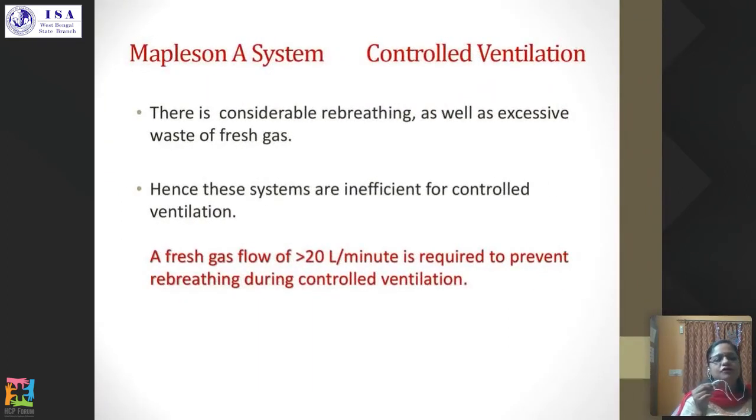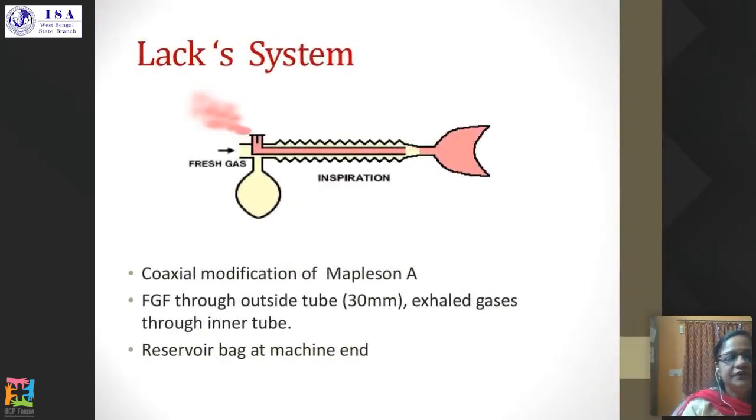So in controlled ventilation, there is considerable rebreathing as well as excessive waste of the fresh gas. Hence, these systems are inefficient for controlled ventilation. A fresh gas flow of more than 20 liters per minute is required to prevent rebreathing during controlled ventilation. So it is uneconomical. Now, the Lack system.